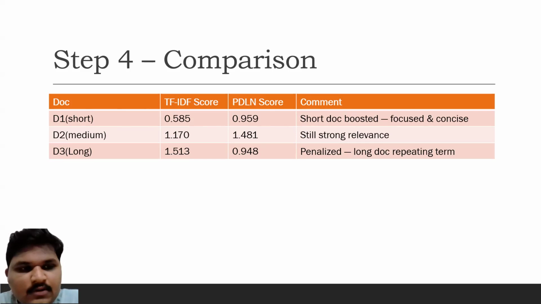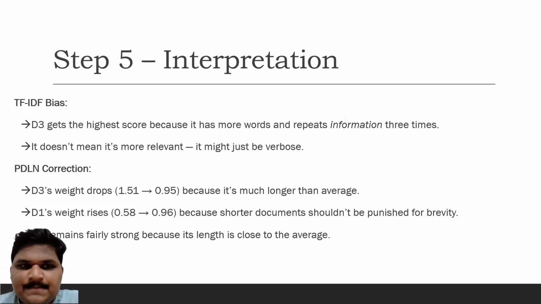Coming to document 3, the size of the document is around 16. TF-IDF scored around 1.513 because of its length, and PDLN scored around 0.948. Here it is penalized because the long document just contains the term repeated more times. When it comes to interpretation, TF-IDF bias gives D3 the highest score because it has more words and repeats information 3 times. It doesn't mean it's more relevant. It might just be verbose.